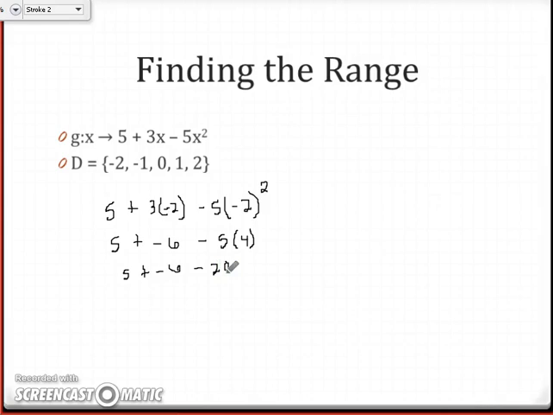And now adding from left to right, 5 plus a -6 minus 20 gives us an answer of -21. And then you would continue for the other values, plugging in -1, 0, 1, and 2 into your function to get the rest of your range values.